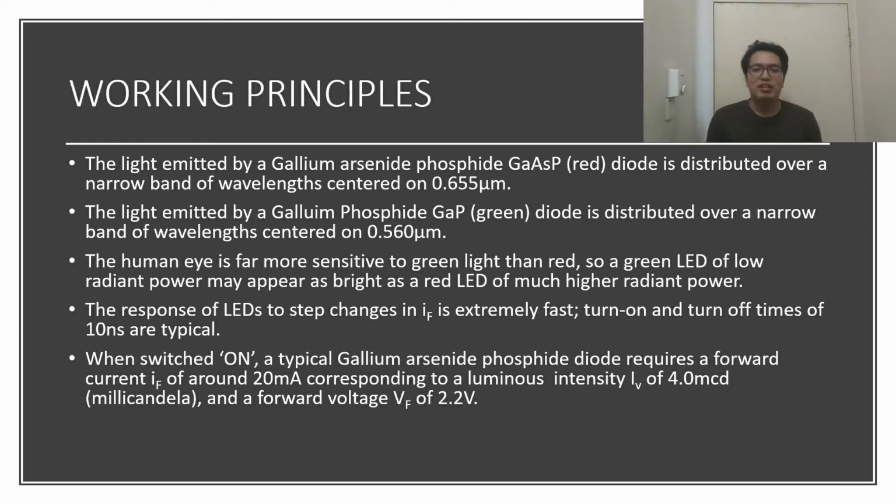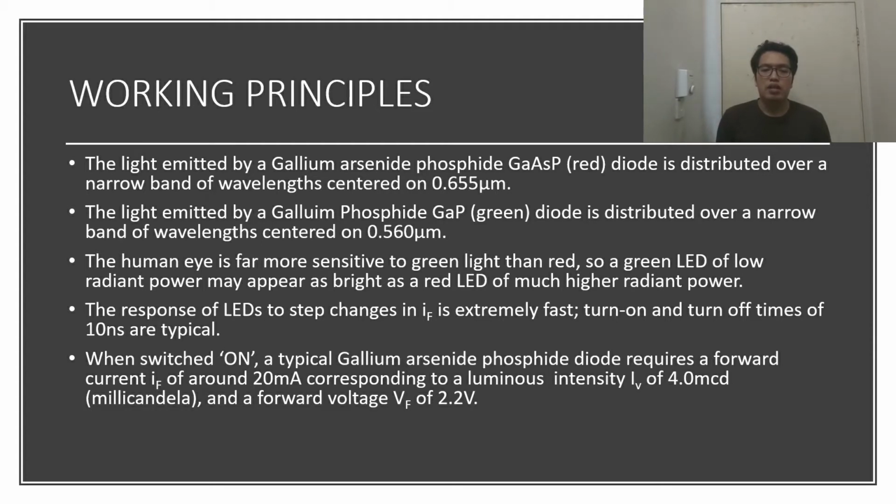Today I will explain about the working principle of LED display. The light emitted by a gallium arsenide phosphide (GaAsP), which is a red diode, is distributed over a narrow band of wavelength centered on 0.655 micrometers. The light emitted by a GaP, which is a green diode, is distributed over a narrow band of wavelength centered on 0.560 micrometers. The human eye is far more sensitive to green light than red, so green of low radiant power may appear as bright as a red LED of much higher radiant power.